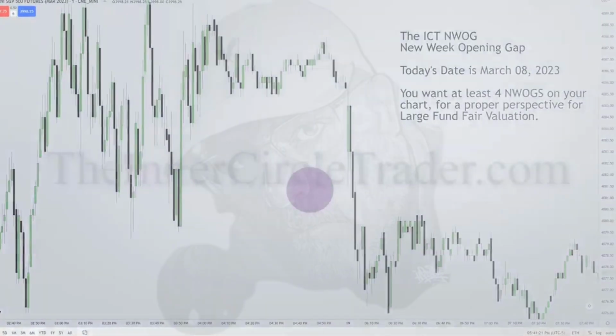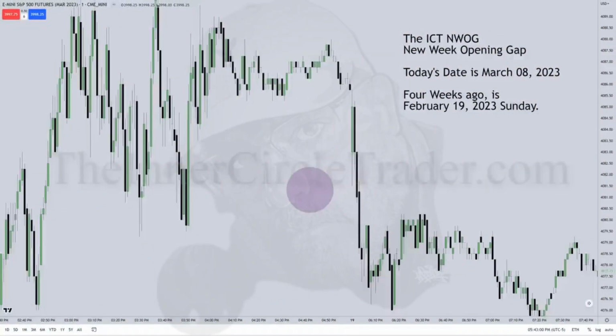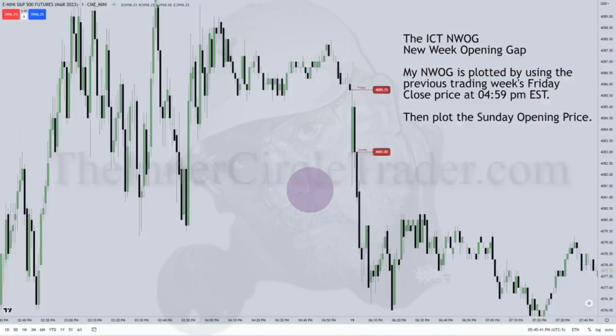So using this chart here, let's take a closer look at what we've seen for this week. Looking back 4 weeks ago, the date would be February 19th, 2023. And this is a 1 minute chart. Referring to Friday's closing price here, and then Sunday's opening price down here. My candles, when they're green, are bullish, meaning an up close candle. A black candle is a down close candle. So we're using the closing price on Friday and the opening price on Sunday.